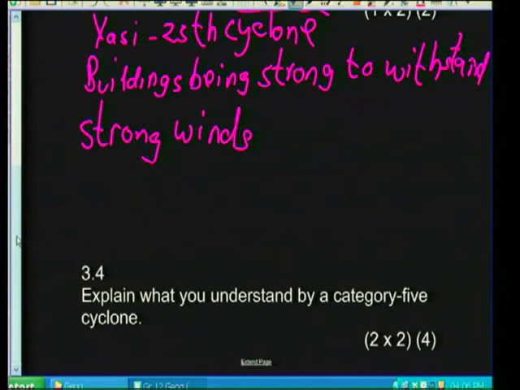All right? This you would have studied. Again, to me, this is a lower order question because it asks you straight from the notes. Explain, what do you understand by a category 5 cyclone? Now, an interesting question, how do I answer this? I know that a category 5 cyclone is the strongest cyclone that exists. That's the highest we can go. We've learned that. But that's just one factor.